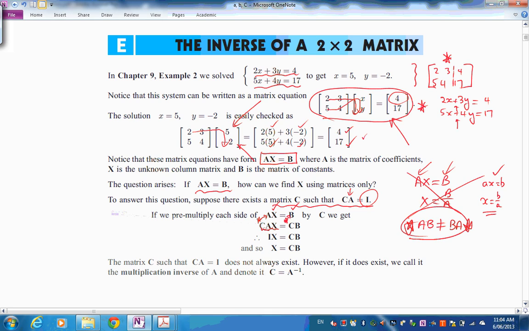Now, if there was such a C, CA has become I. We've actually solved the equation, not by removing A by division, but by wiping it out as an I, if you like, converting it to I. And IX is just X. So the same idea of isolating X alone is still being pursued here.